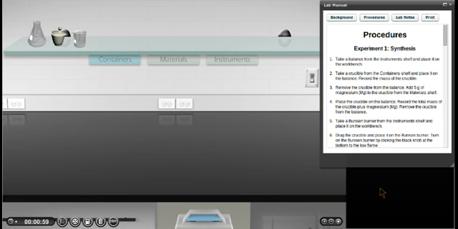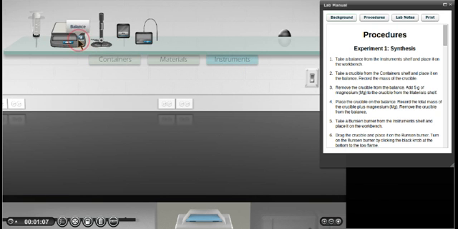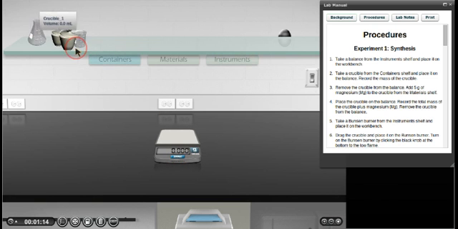Today we'll be doing a synthesis reaction within LateNiteLabs. We can begin this experiment by going to the instrument shelf and selecting the balance and dragging it to the bench. Next, we'll go to the containers shelf and obtain the crucible and place it onto the balance.